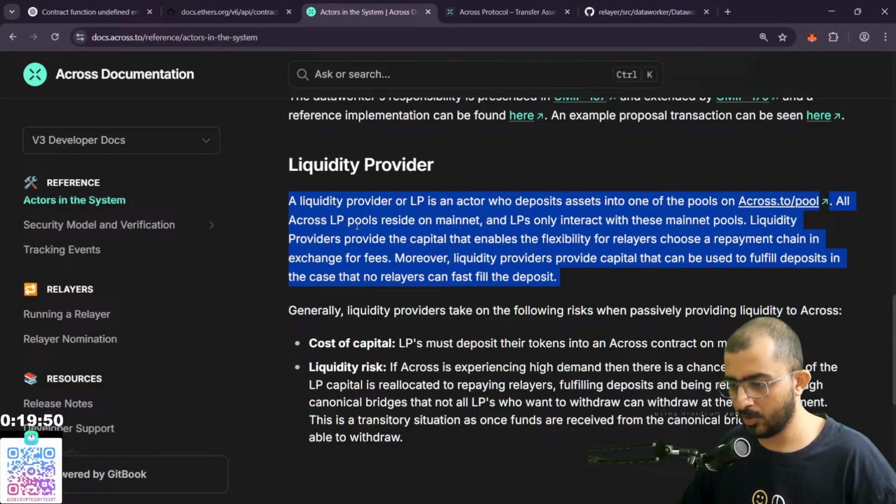All Across LP pools reside on mainnet, Ethereum mainnet, I'm assuming. LPs only interact with these mainnet pools. Liquidity providers provide the capital that enables flexibility for relayers to choose a repayment chain in exchange for fees. Okay. Moreover, liquidity providers provide capital that can be used to fulfill deposits in the case that no relayers can fast fill the deposit.